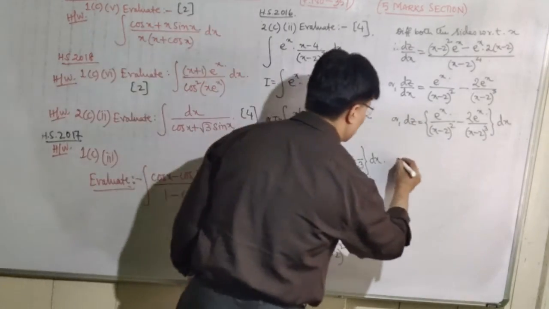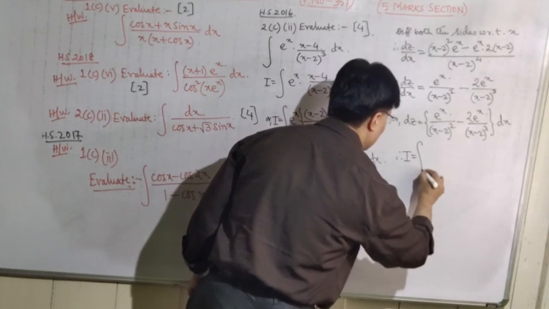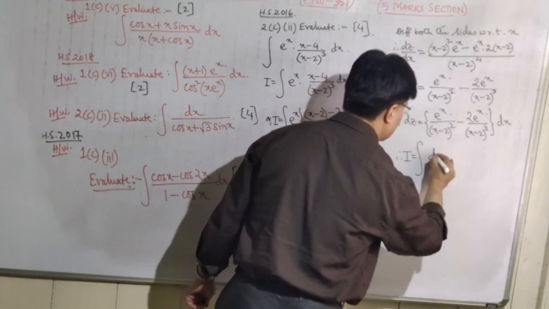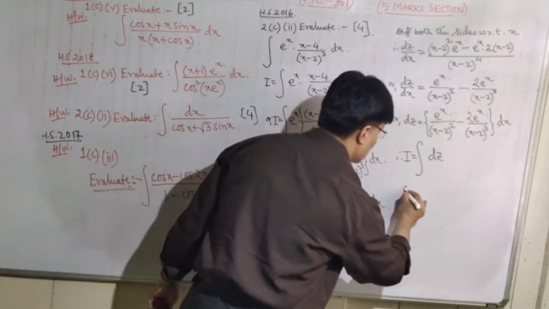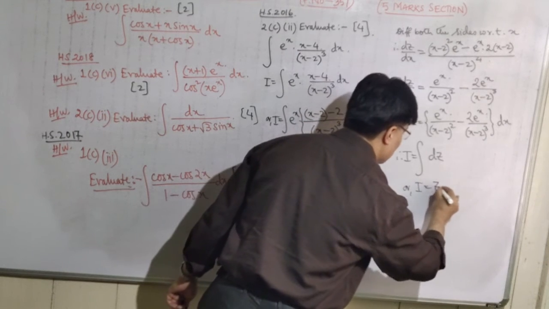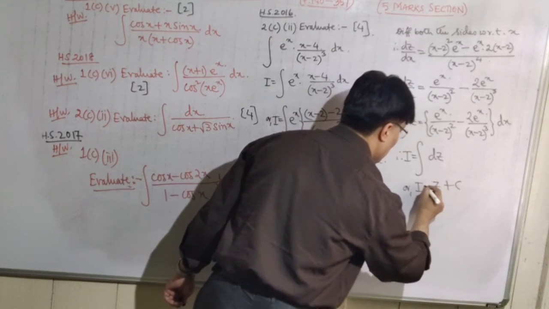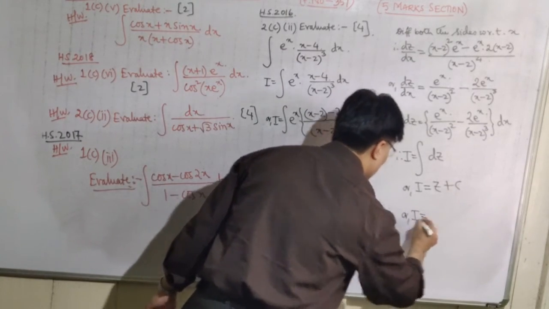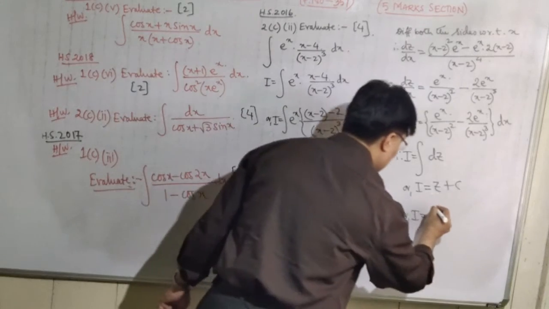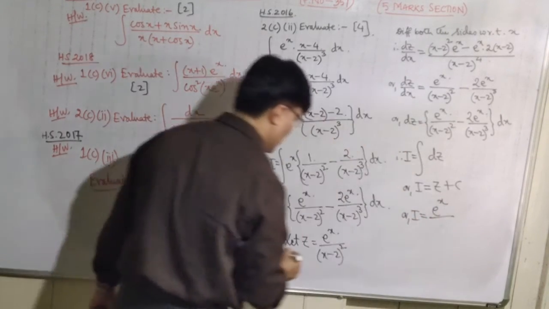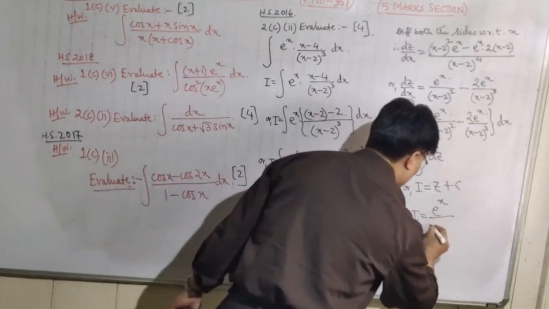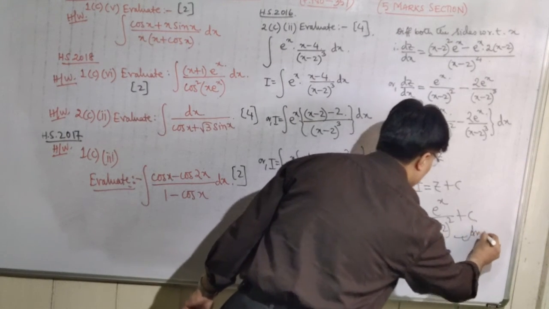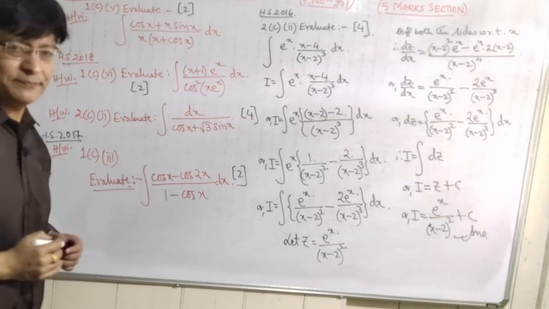So therefore I is equal to the integral sign. So instead of this expression you can write dz. Okay? So I is equal to z plus c. This is your z plus c. What is the value for z? Or I is equal to, what is the value for z now? It is e to the power x upon x minus 2 whole square plus c. So this is the final answer.